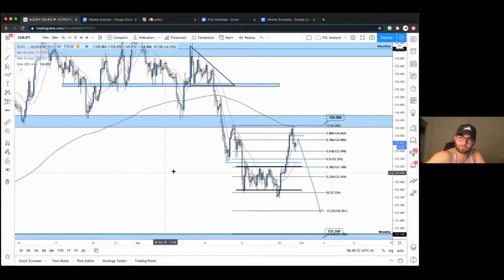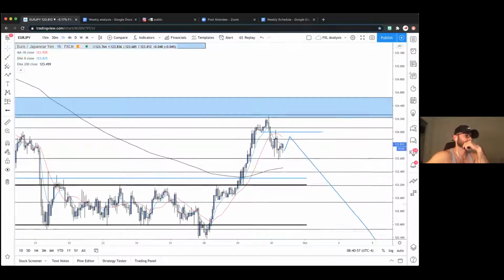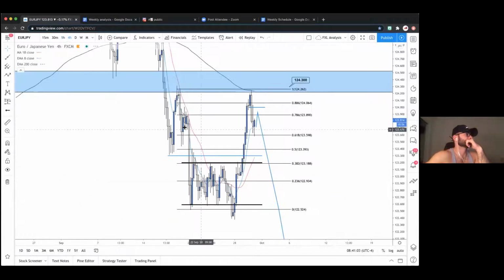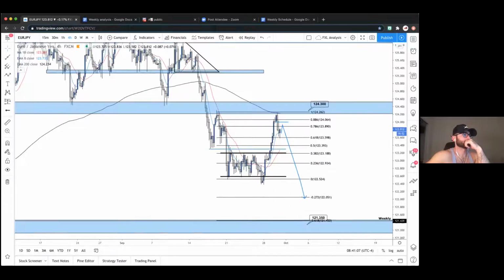So looking pretty good. Definitely could be a really good setup on EJ. It could be pretty close to an entry. We'll see how it plays out in the next few hours here. But either way, we'll keep you guys updated on Discord, and especially in a premium analysis.